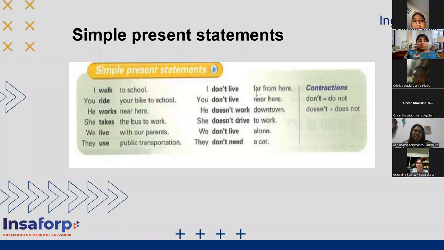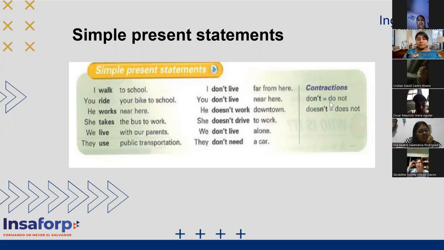I don't live far from here. You don't live near here. Okay. He doesn't work downtown. Okay, good. He doesn't drive to work. Okay, excellent. We don't live alone. Okay. They don't need a car. Okay, very good. Yes, and this is the way that we're going to make the contraction, okay?